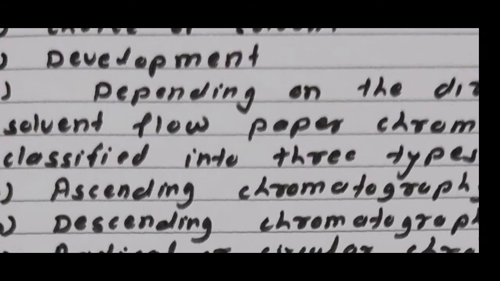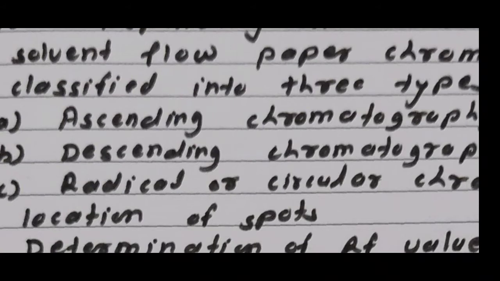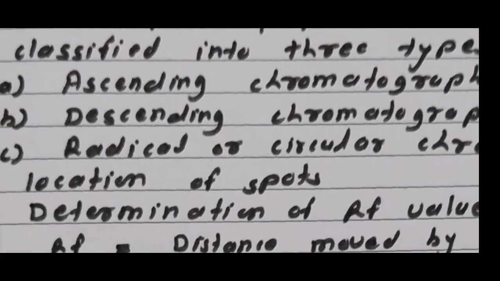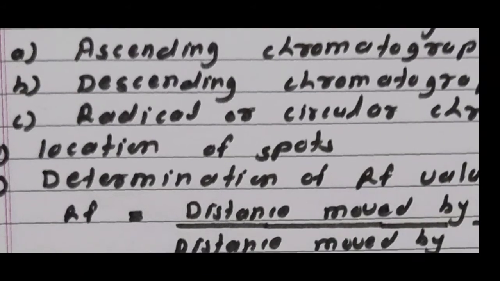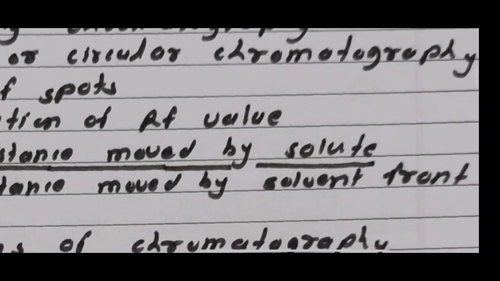Ascending paper chromatography, descending paper chromatography, radial or circular paper chromatography. This classification is based on the flow of the solvent. Then fourth is the location of the spot, and last one is the determination of RF value. Here RF value is nothing but distance moved by solute divided by distance moved by solvent front.